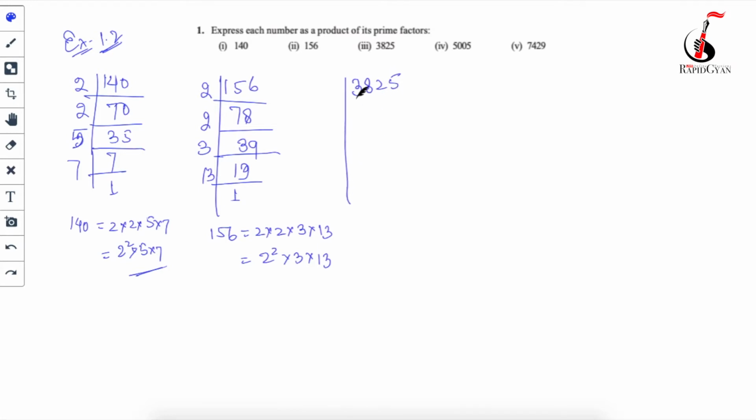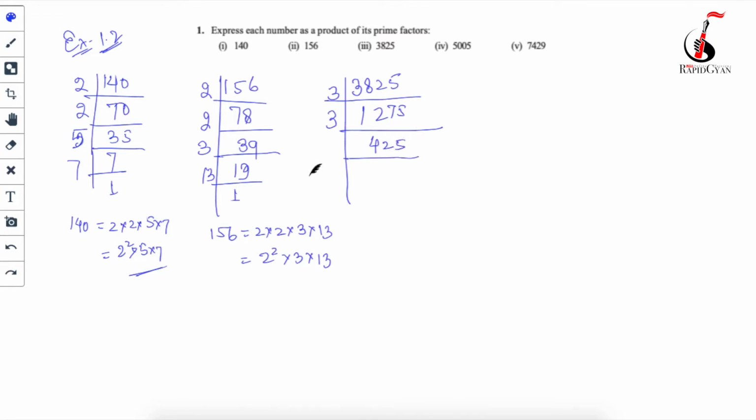Okay, next one is your 3825. So let's first find its digit sum, because it's not divisible by 2. 5 plus 2 is 7, 7 plus 8 is 15, 15 plus 3 is 18, and 18 is completely divisible by 3. So let's divide it by 3. I will get 1275. Okay, it's again divisible by 3. So I will get 425.